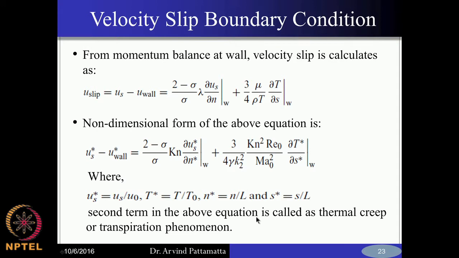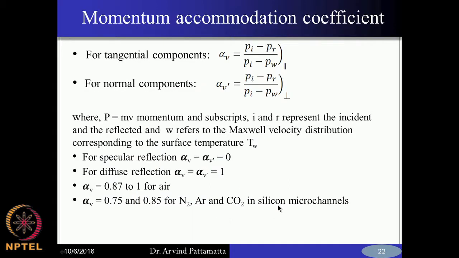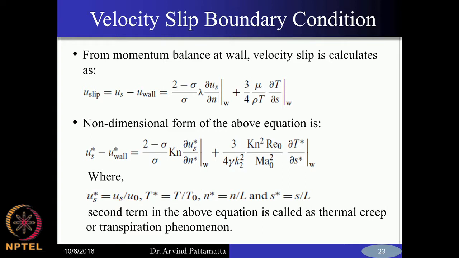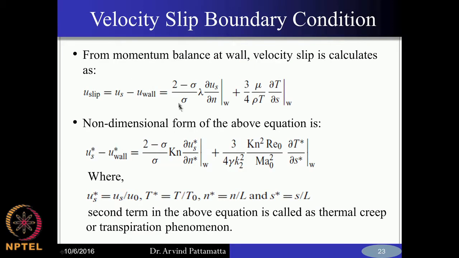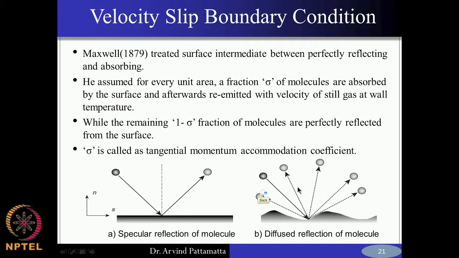Now let us check if this makes sense. When you put sigma equal to 1, for diffuse reflection, this becomes just lambda times du_s by dn. And when it approaches 0, perfect 0 is not a practical case, but somewhat smaller, then this value will be increasing, so this will be a very large value. But in most of the cases, for example air, the value of the accommodation coefficient can be somewhere between 0.87 and 1. So, usually it tends towards the diffuse reflection side. In that case, it will be close to lambda times du_s by dn, where lambda is the mean free path. So, this was the model given by Maxwell.